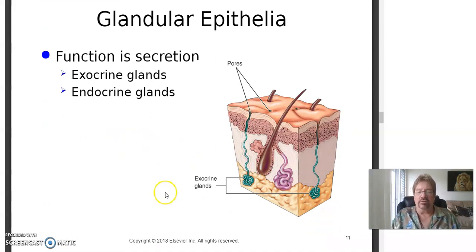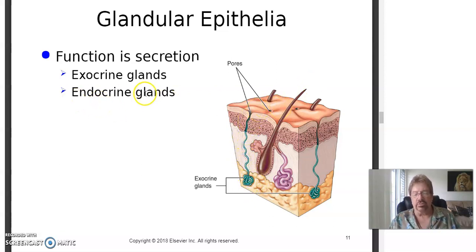Okay, glandular epithelial. The function is secretion. There's basically two kinds of glands. We'll go over this in a lot more detail later on when we study the endocrine system. Exocrine glands are like these sweat glands here, shown in the skin. They have a duct that leads to the surface.